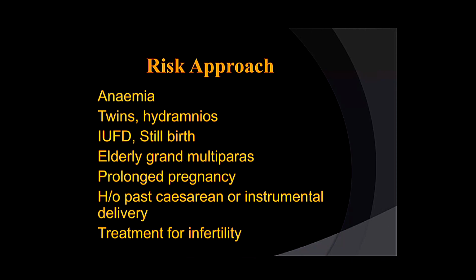Besides that, there are a few more risk approaches. The first one is anemia, teen pregnancy, hydramnios, IUFD, stillbirth, elderly grand multiparas, prolonged pregnancy, history of past cesarean or instrumental delivery, and treatment for infertility.